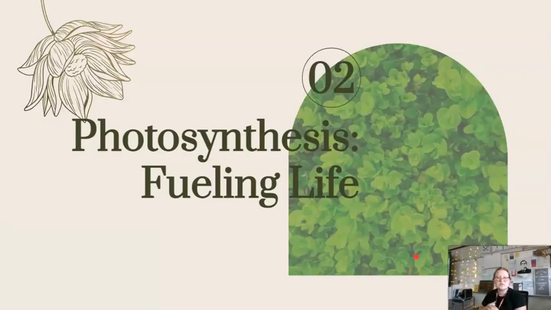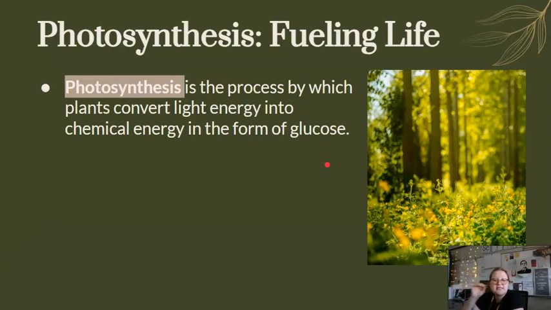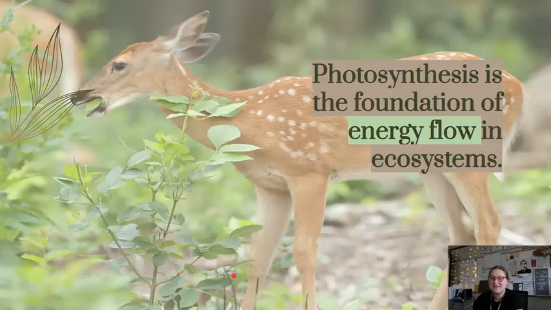So let's talk about photosynthesis really briefly. We'll get really in detail with photosynthesis later in this class, but that's a key characteristic of plants, so it's a big part of their role. Photosynthesis is the process by which plants convert light energy into chemical energy in the form of glucose. Chloroplasts contain chlorophyll, which captures light energy. Carbon dioxide, CO2, and water, H2O, combine with light energy to produce glucose and oxygen. Oxygen in this process is considered a waste. This process should be reviewed because you should have learned it in biology.